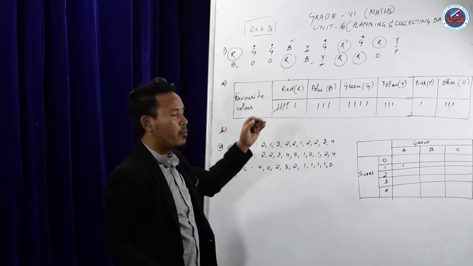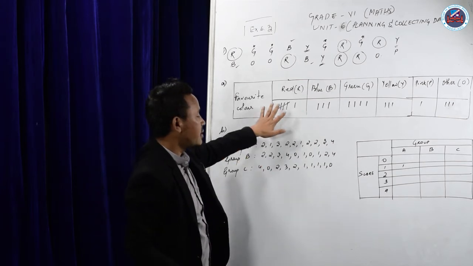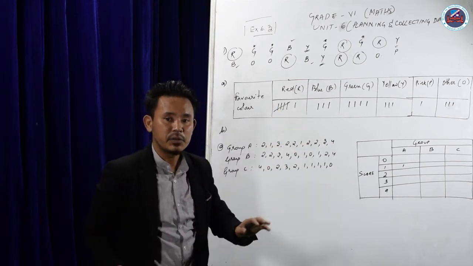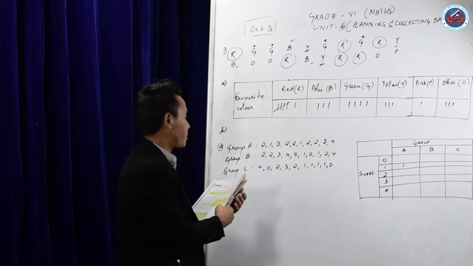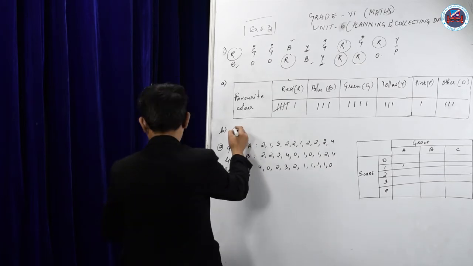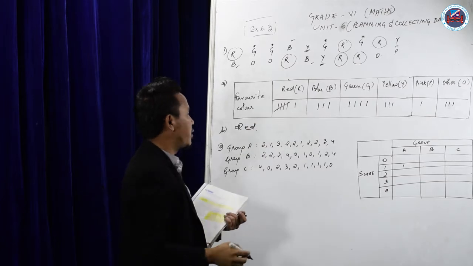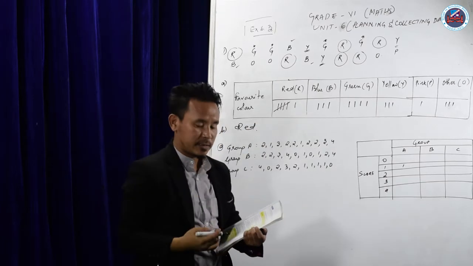So as you can see, the most popular color here is red, since red has the maximum number of students. So which color was the most popular? It's very obvious that red is the most popular color in that particular class.